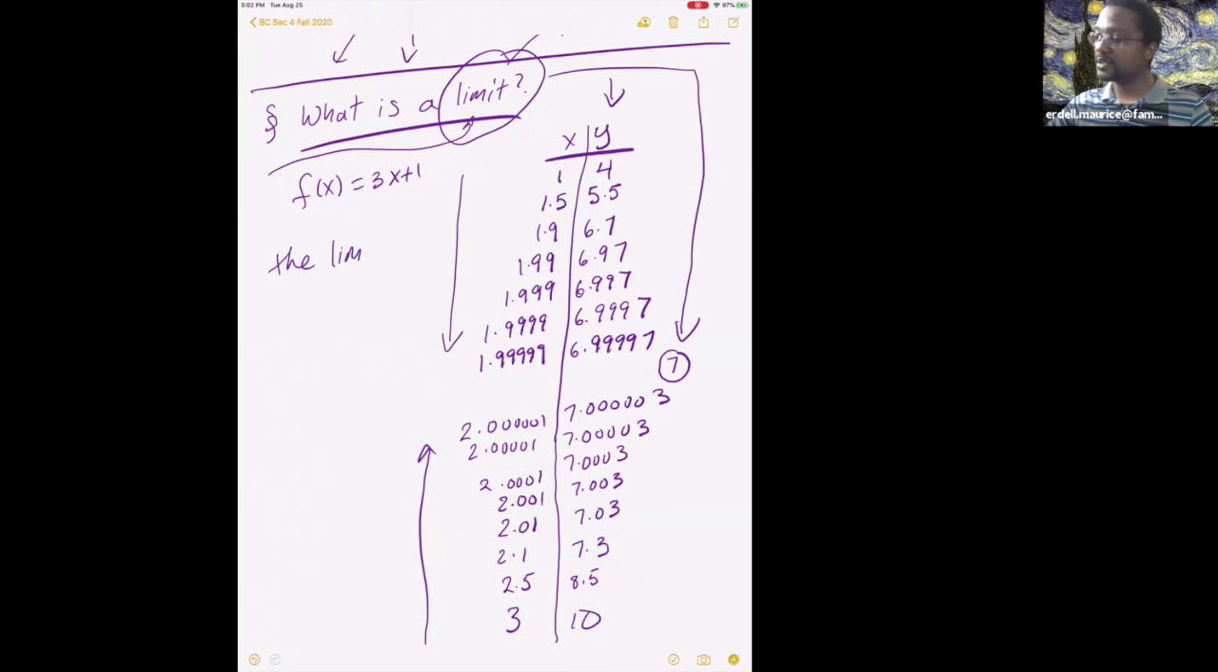The limit is 7. That is not the number 7. Oh my goodness, my bad. 7. There we go. That's what I was trying to do right there.